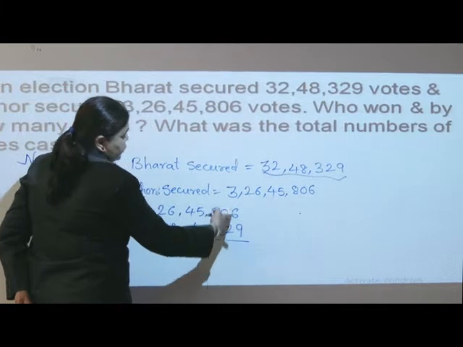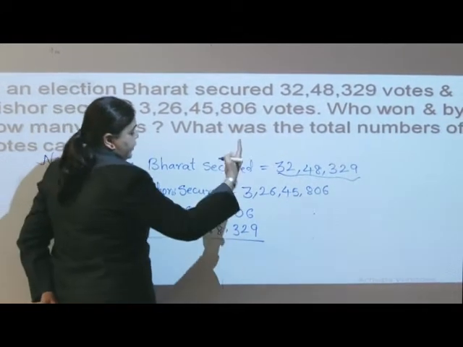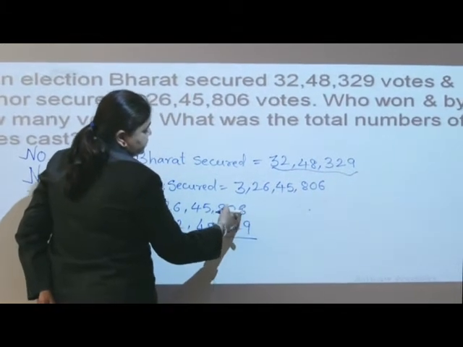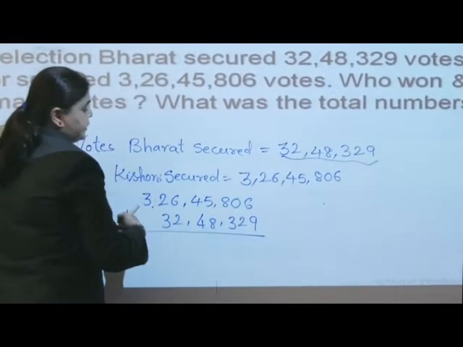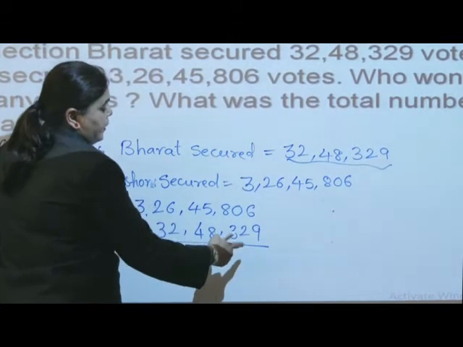Now we will do the addition one by one, because we always have to start the addition from the right hand side, and even the subtraction from the right hand side. So 9 plus 6 or 6 plus 9, because it is addition, the answer will be the same, the sum will be the same.